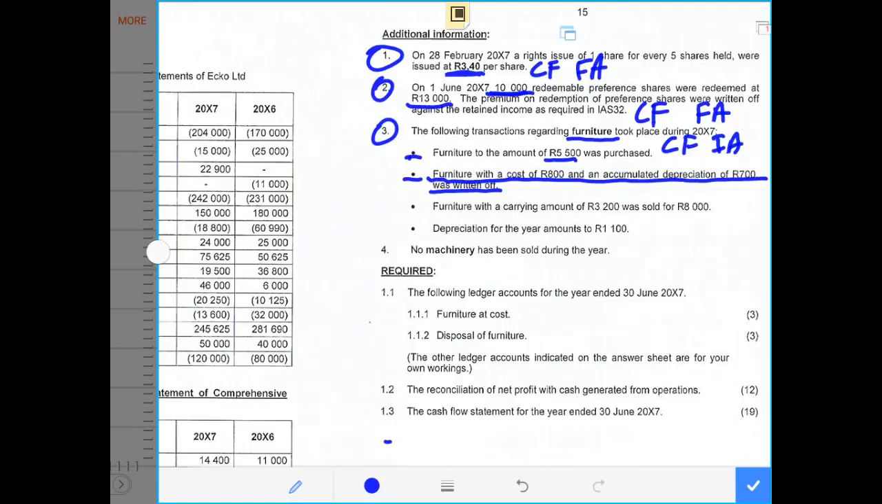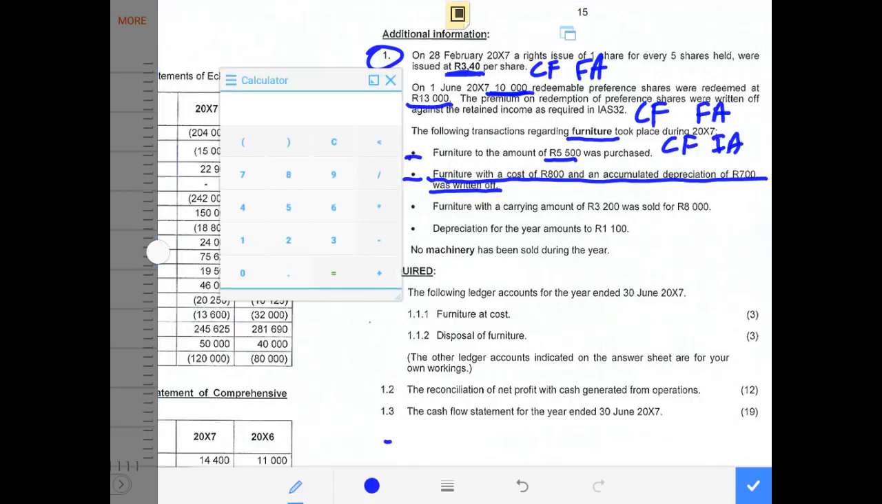However, we have to recognize the value of the furniture. Remember, the cost price of the furniture was 800. That was the initial cost price, and the accumulated depreciation was 700 in total. Therefore, if you say 800 minus 700, we realize that the carrying amount of this furniture is 100 Rand.